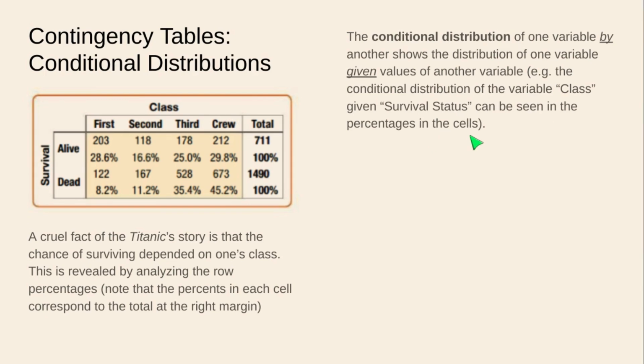Okay? So given certain survival statuses, given that we are in the world of the living, these 711 lucky folks, these percentages are the breakdown of just the living, given that we are in the world of the living. Now, given we are in the world of the dead, these comprise the breakdown of that. All right, so conditional distribution, we're living in a particular world, the world that is given. Then we analyze the breakdown within that specific world, whether alive or dead.